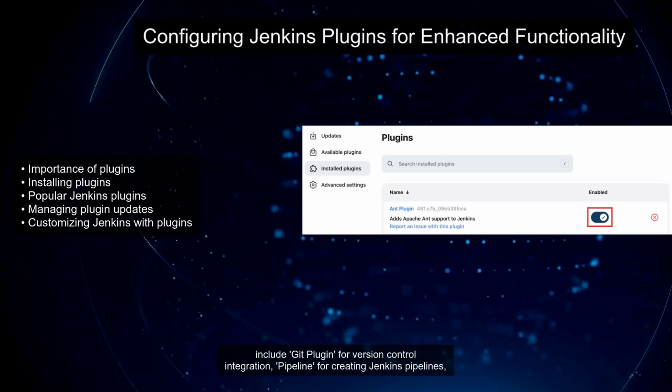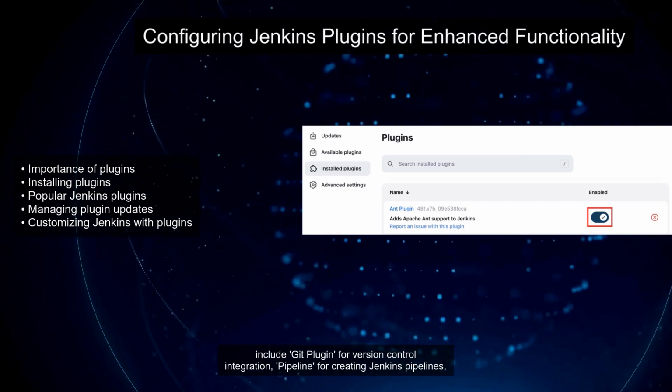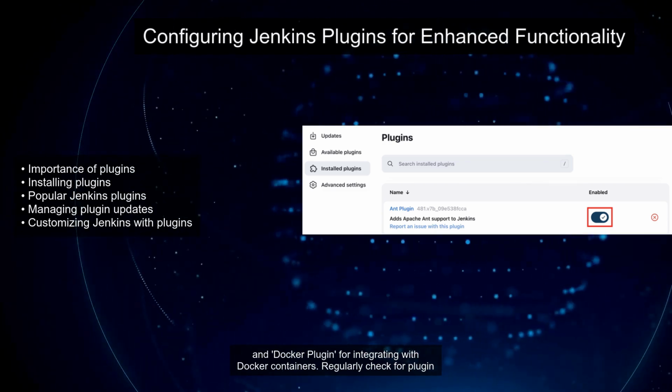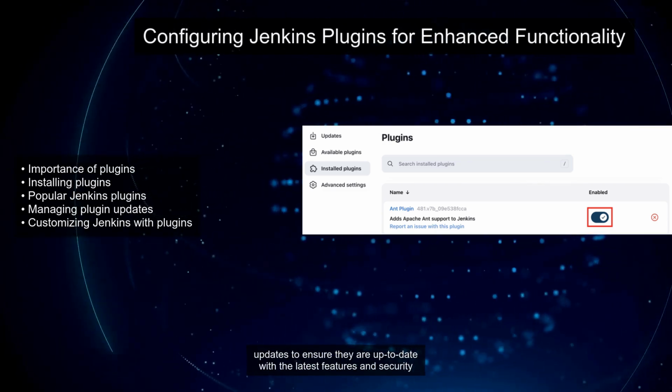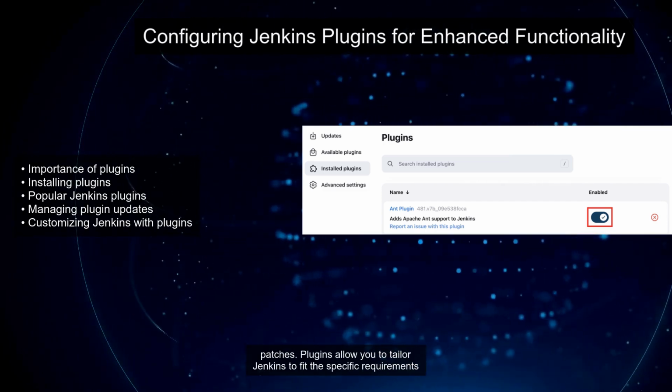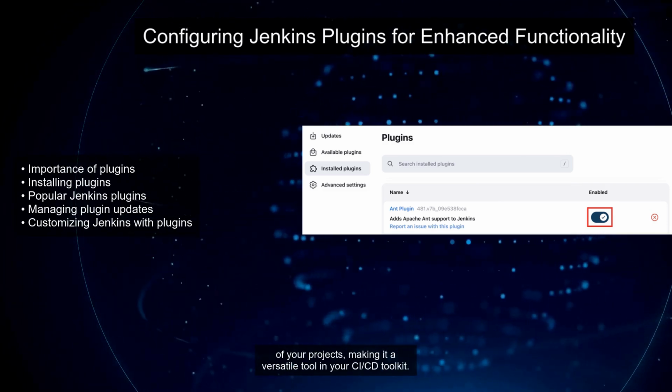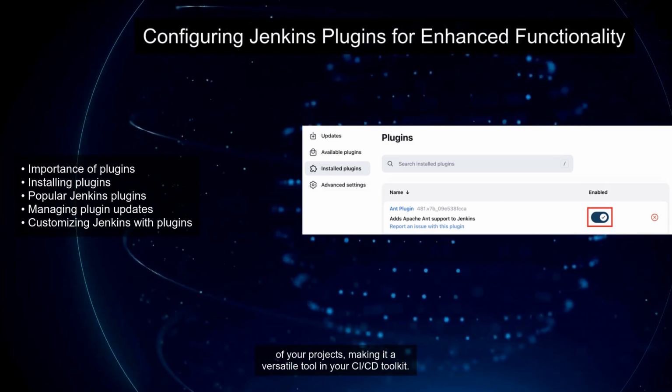Some popular plugins include the Git plugin for version control integration, Pipeline for creating Jenkins pipelines, and the Docker plugin for integrating with Docker containers. Regularly check for plugin updates to ensure they are up to date with the latest features and security patches. Plugins allow you to tailor Jenkins to fit the specific requirements of your projects, making it a versatile tool in your CI/CD toolkit.